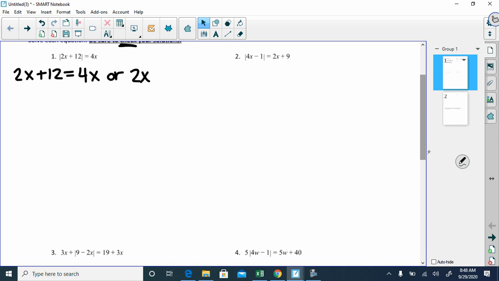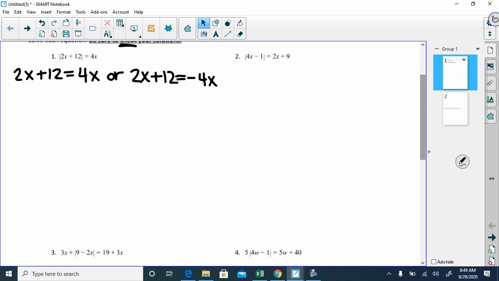So my second equation should be 2x plus 12 equals what? Good. Alright, so there's my two separate equations. One with a positive answer, one with a negative answer. And now we just solve each one of these.